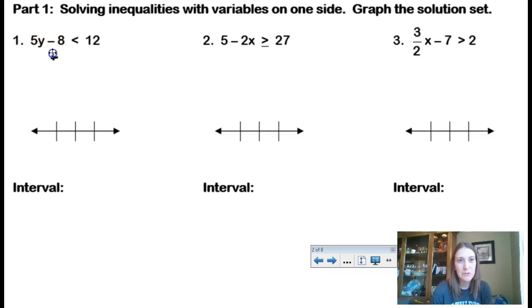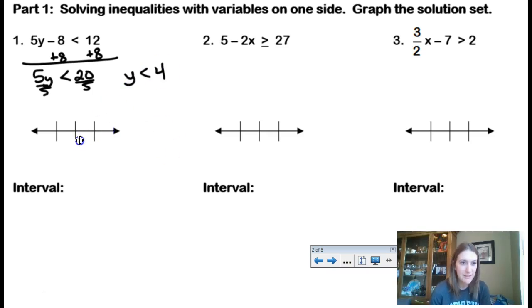So we're going to solve this by adding 8 to both sides, just like I would in an equation. 5y is less than 20. And then we're going to divide by 5. Now 5, the coefficient, is positive, so we don't need to worry about flipping any signs, so it's still a less than symbol. But now my solutions are everything less than 4.